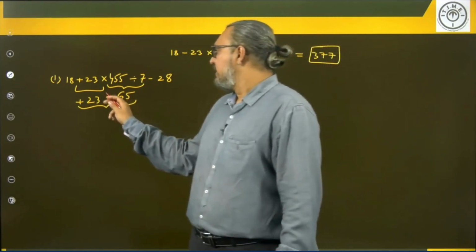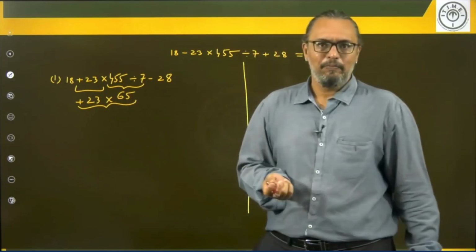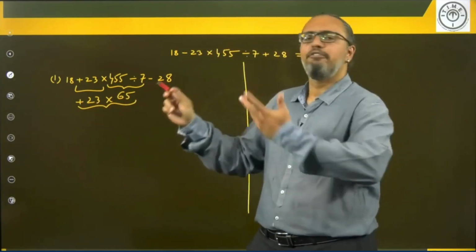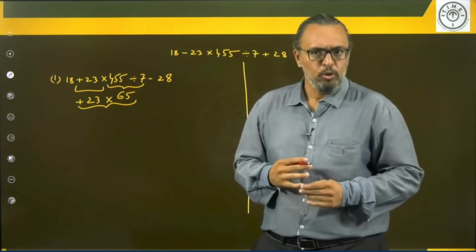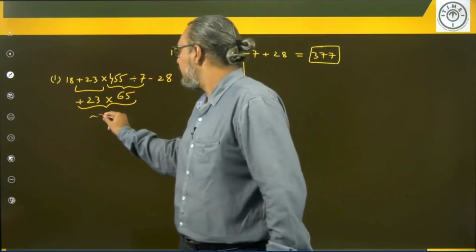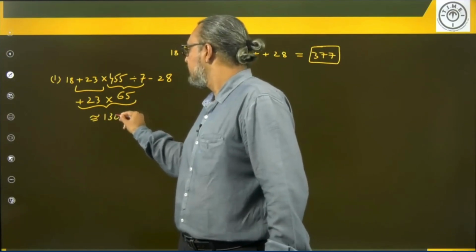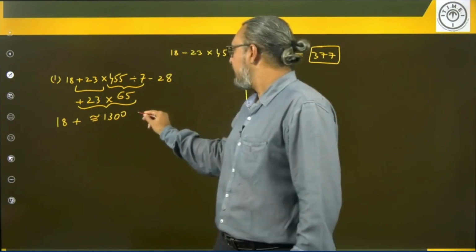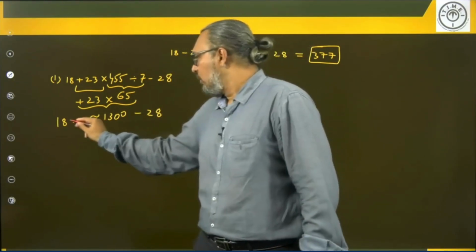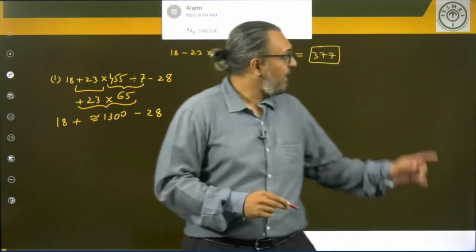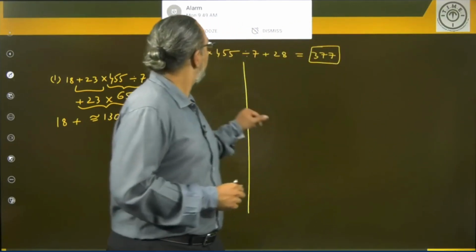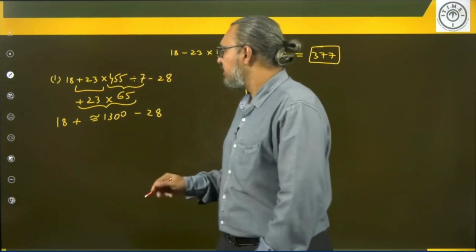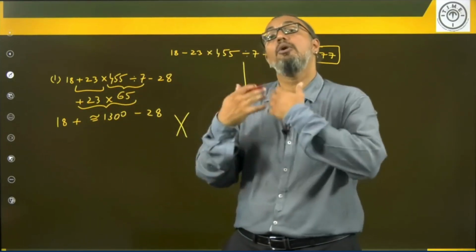Like here you have a 20 and a 60, correct? Or 65 into 20 you do, instead of 23, 65 into 20. What is 65 into 2? It is 130. So basically you will get an approximation of 1300. And then here you have 18, correct, with a plus, and here you have minus 28. If I do this, will I get a value of 377? No, you will not. You will get a value higher than that.